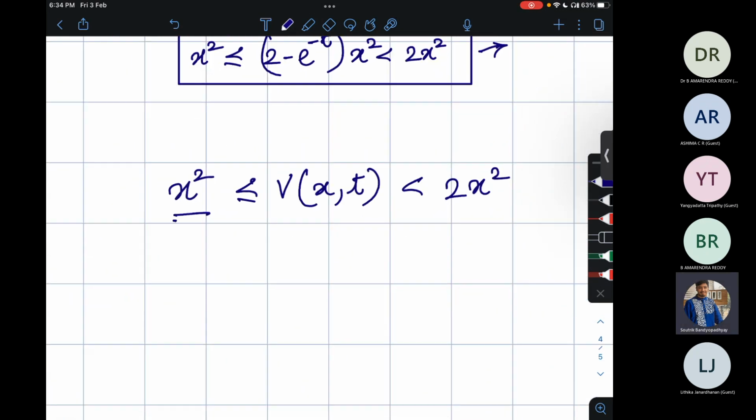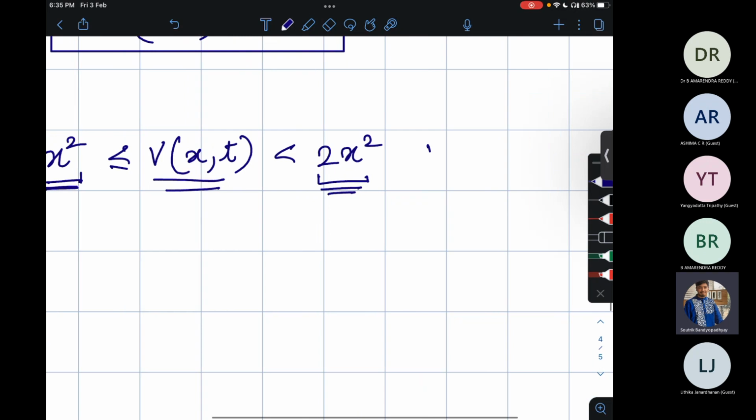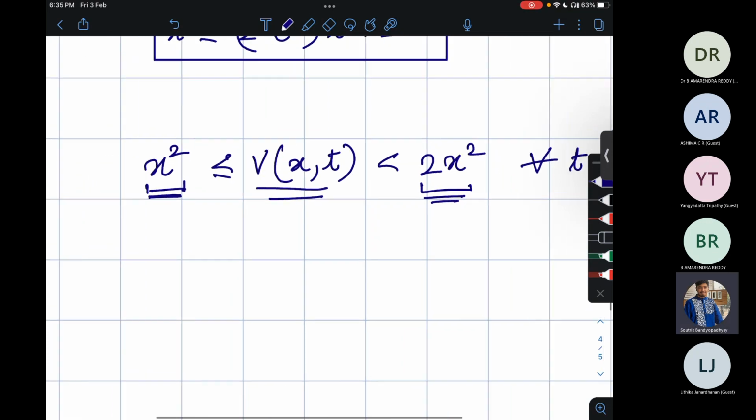But this function is not dependent on t at all, and this function is also not dependent on t at all, but this function is. So for all time t, this inequality is holding. Now, the left hand side function is positive definite, and the right hand side function is also a positive definite function of x, right? Am I correct or not?